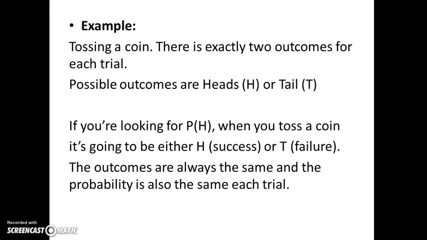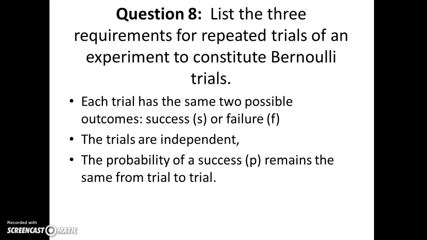And here's an example. When you toss a coin, theoretically the probability of getting heads is going to be 1/2, and it's the same each time you toss a coin. It doesn't change. So we have that requirement. And it has 2 outcomes, heads or tails, and each event is independent. So tossing a coin is an example of a Bernoulli trial.